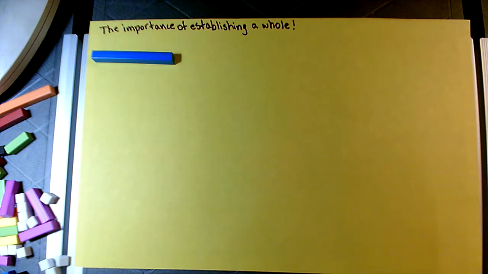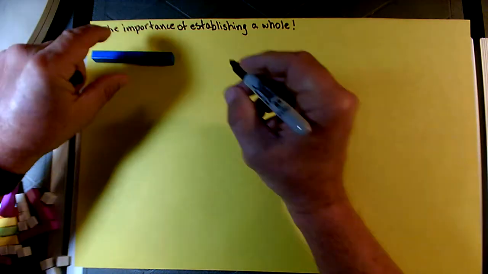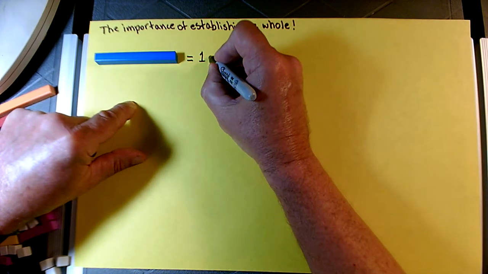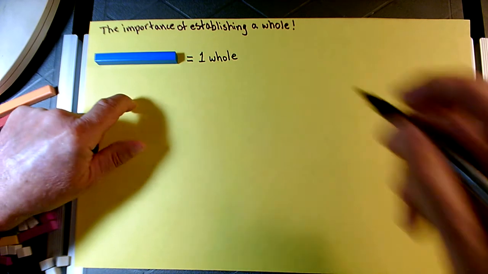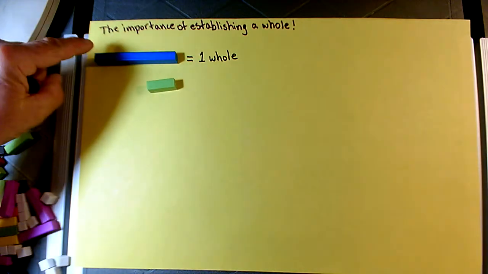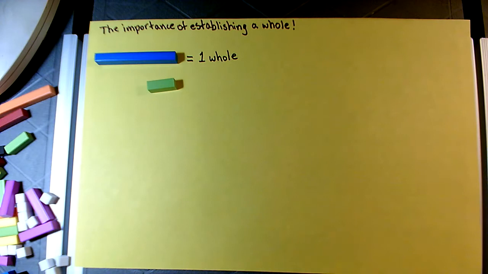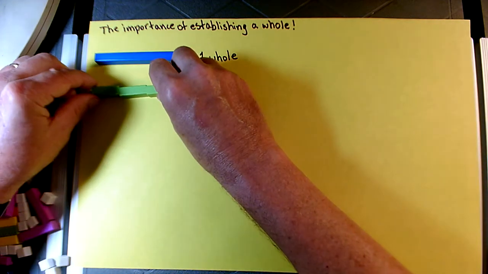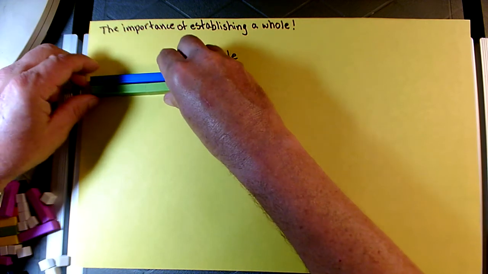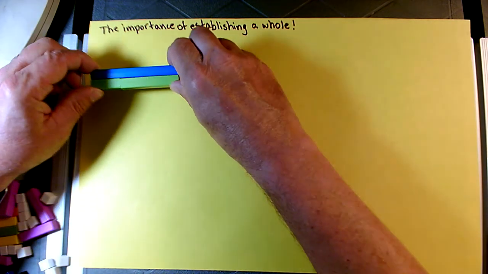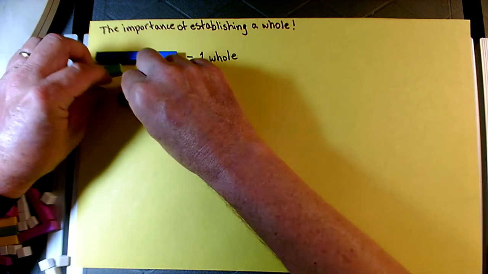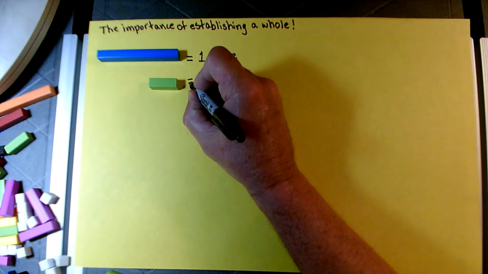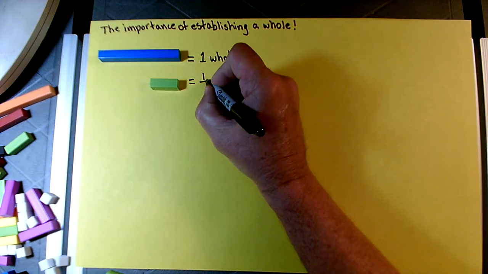So the first thing that I want to do is to establish the whole. And here's what I mean by that. If I take this Cuisenaire rod and I say, okay, this is equal to one whole. Now you might ask, if the blue rod is equal to one whole, then what's the value of this light green rod? And so I would like students to be able to use the blocks to say, well, if you look at these blocks, you can see that 3 of the light greens have the same length as the blue, and because 3 of the equal-sized pieces have the same value as one whole, we call that 1/3.